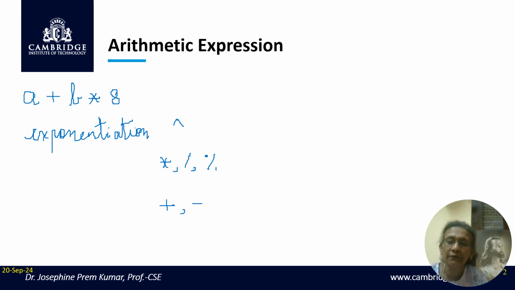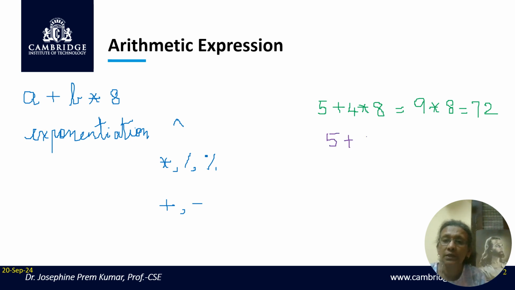Now here, if we have to evaluate the expression, say 5 plus 4 into 8, we can evaluate this as 5 plus 4, that is 9, into 8 equal to 72. Or we can also evaluate this as 5 plus 4 into 8, that is 32, equal to 37. We all know that we have a standard way, that is we follow the BODMAS rule, and this is the correct one. How do we represent this in our programming languages?